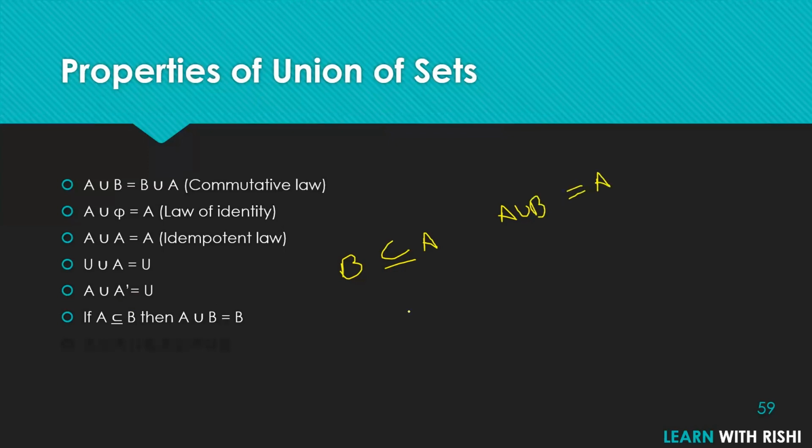Understood? So the set which is a subset of another set, that set will be your answer. If B is a subset of A, then A union B is A. If A is a subset of B, then A union B is B. A is a subset of A union B, and B is a subset of A union B.